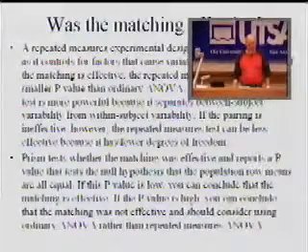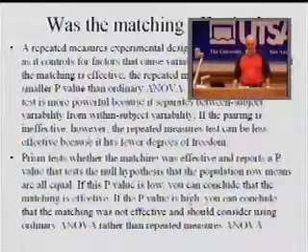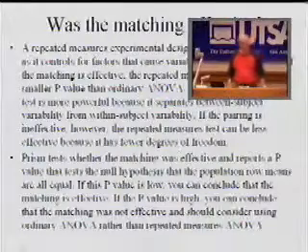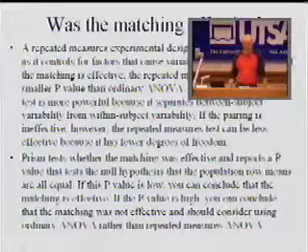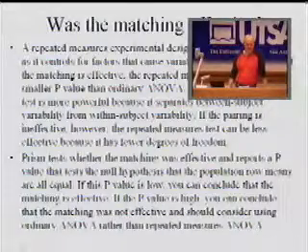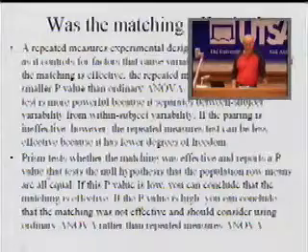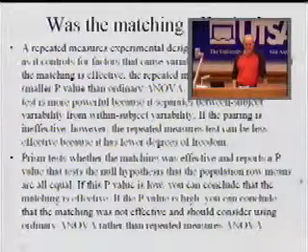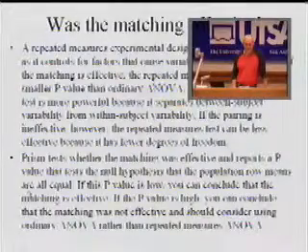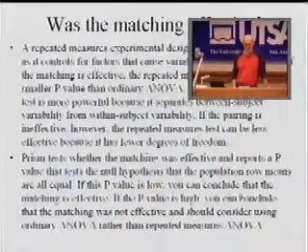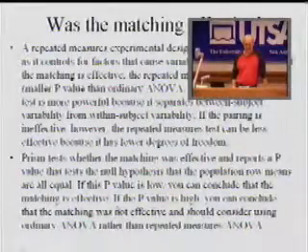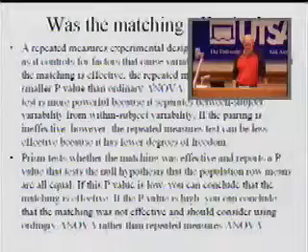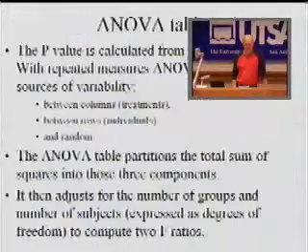So if the pairing is ineffective, however, the repeated measures test can be less effective because it has fewer degrees of freedom. If you don't have the same number of subjects for each time point, if you've got dropout, obviously you can't have an equivalent pairing across all the time points. So Prism tests whether the matching was effective and reports a p-value that tests the null hypothesis that the population row means are all equal. If this p-value is low, then you can conclude that the matching is effective. If the p-value is high, you can conclude that the matching was not effective and should consider using ordinary ANOVA rather than repeated measures.